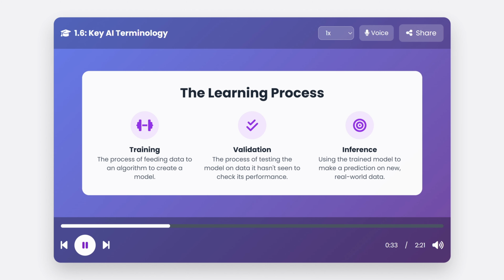Next, the learning process itself has a few key stages. Training is the main phase where we feed data to the algorithm to create the model. Validation is a crucial step where we test the model on a separate set of data it has never seen to make sure it's actually learning correctly and not just memorizing. And inference is when we use the fully trained model in the real world to make a new prediction.